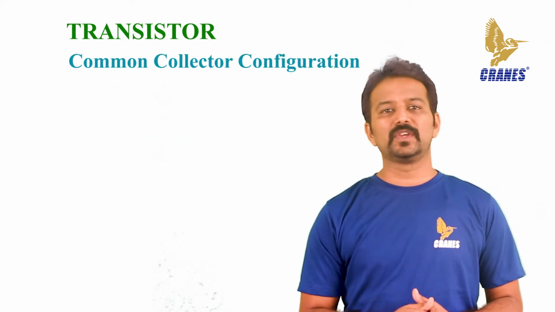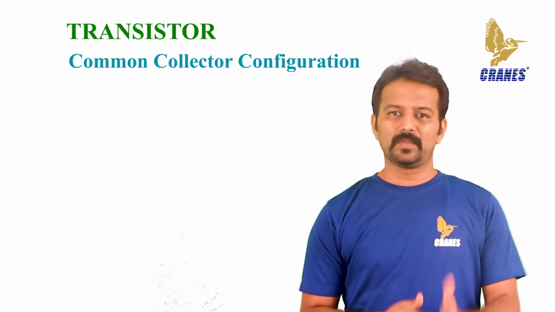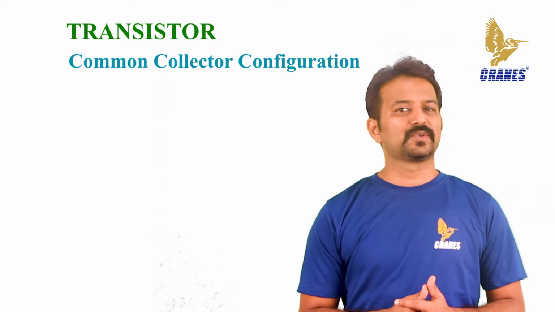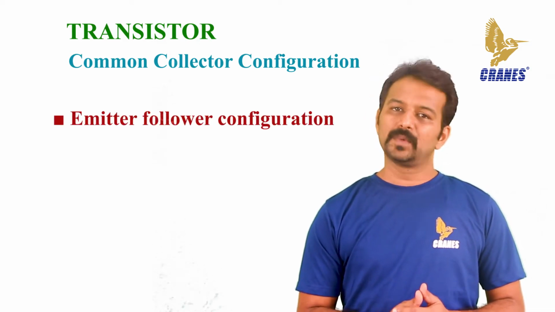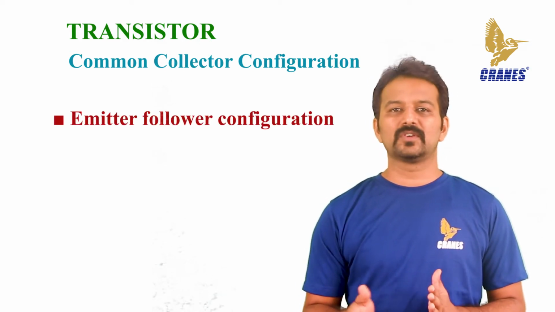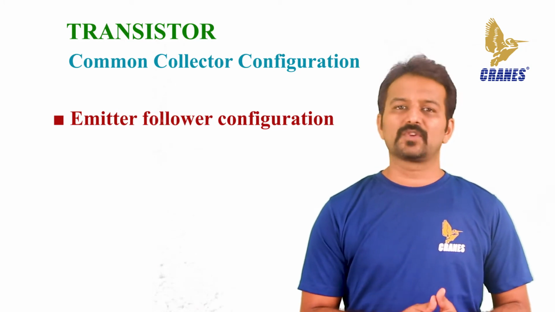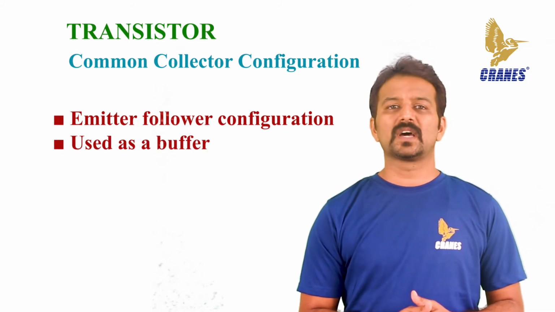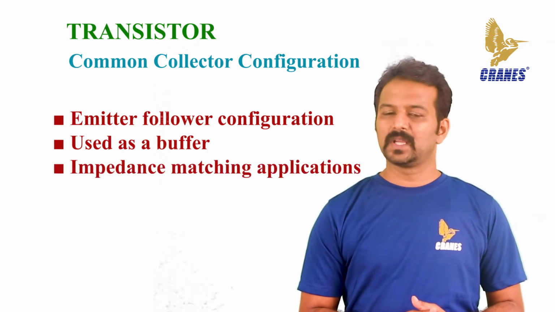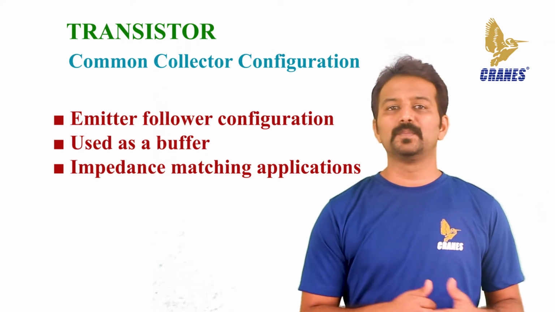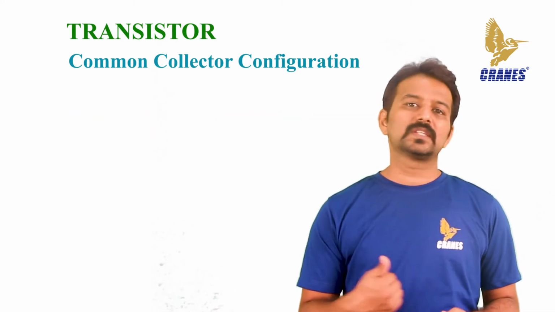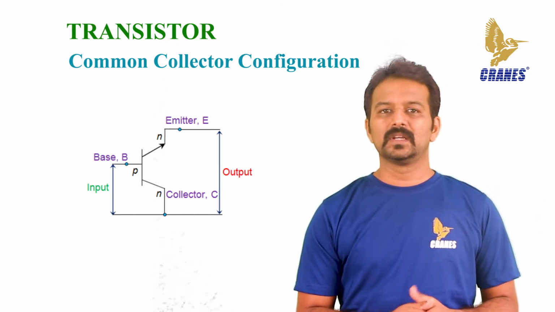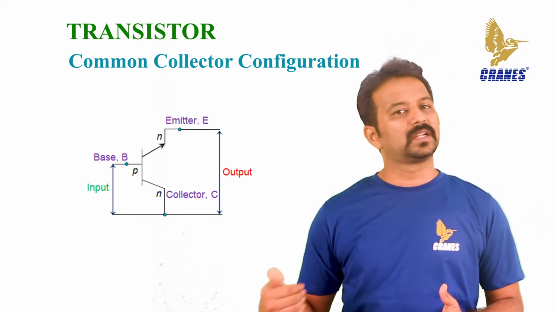In this configuration, we use the collector terminal as common to both the input as well as the output signals. This configuration is also known as emitter follower configuration because the emitter voltage follows the base voltage. This configuration is mostly used as a buffer. These configurations are widely used in impedance matching applications because of their high input impedance. In this configuration, the input signal is applied between the base and the collector region and the output is taken from the emitter collector region.